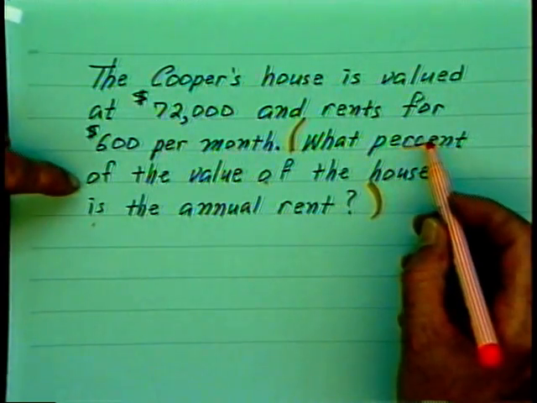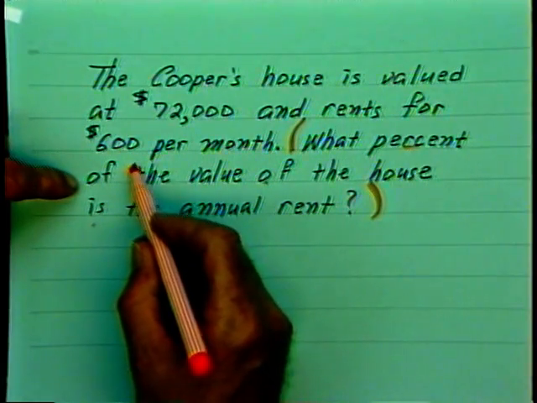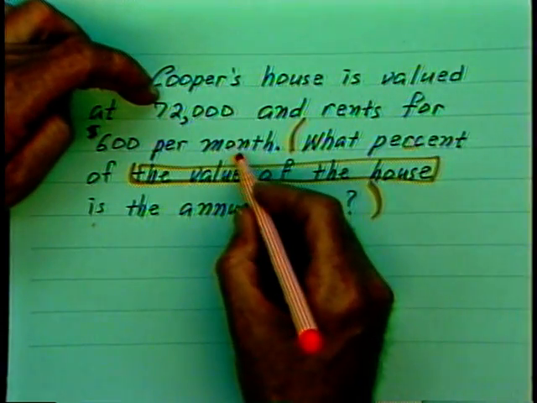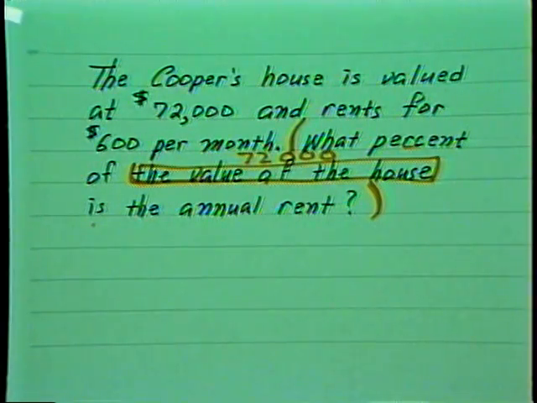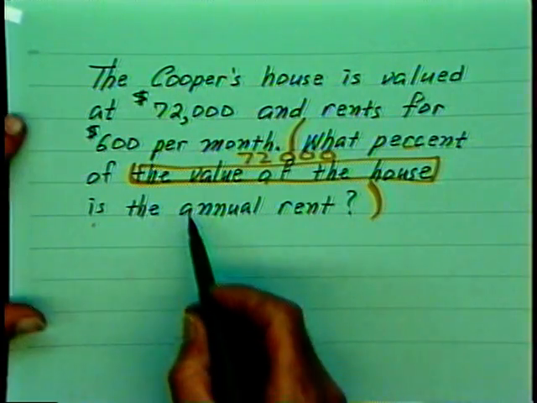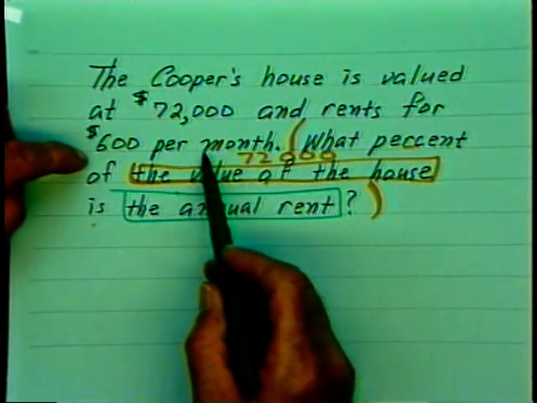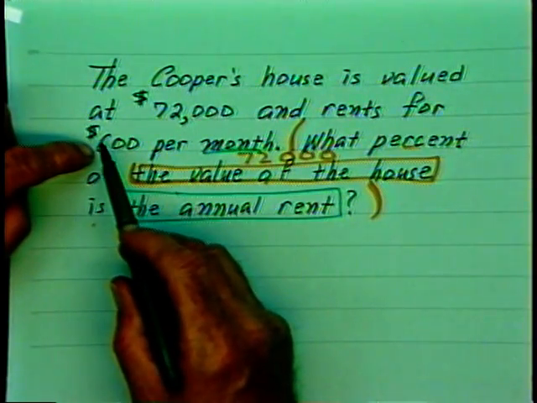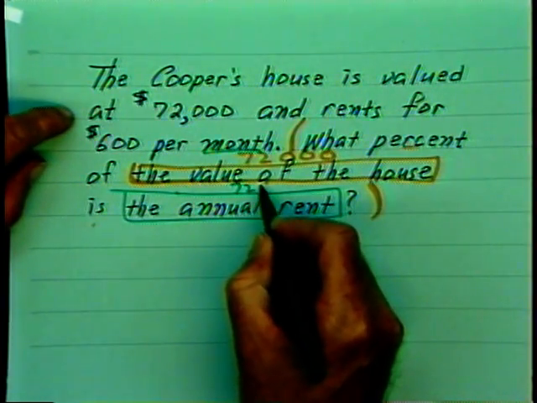So it says, what percent of the value of the house? Well, the value of the house we know. So this entire phrase here, value of the house, we know that's $72,000. Now what else is there that we might know? Okay, is the annual rent. Well, I don't know the annual rent, I know the monthly rent. But annual means per year, so if I were to take 600 times 12, I would get 7,200.